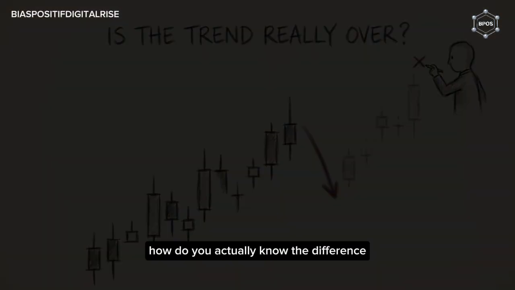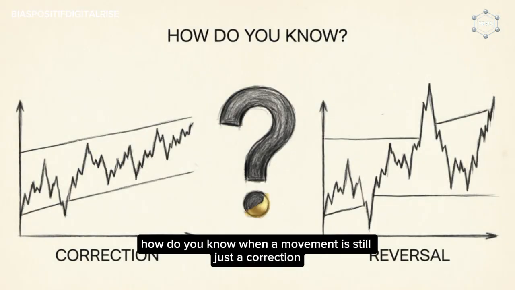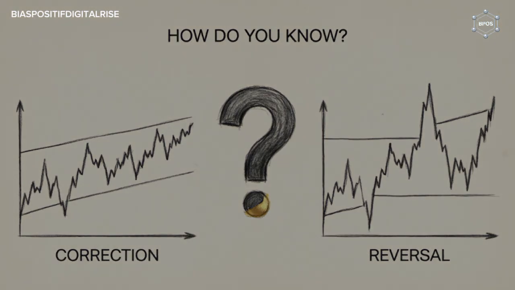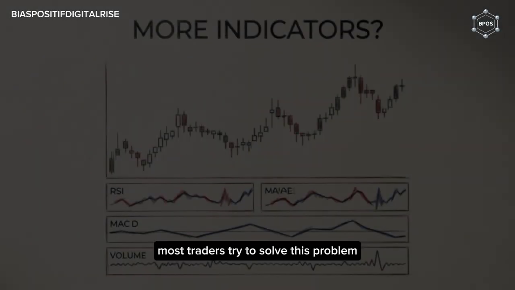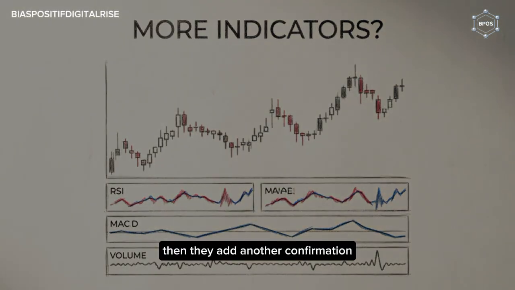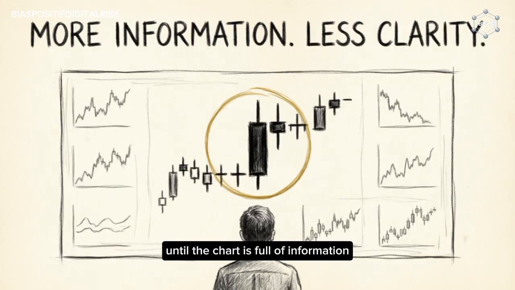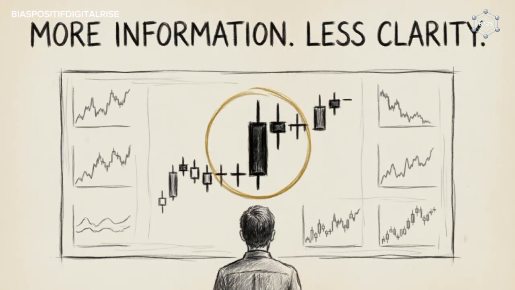So here's the question. How do you actually know the difference? How do you know when a movement is still just a correction and when it has become the beginning of a new impulse in the opposite direction? Most traders try to solve this problem by adding more indicators. Maybe RSI, maybe MACD, maybe moving averages, maybe volume. Then they add another confirmation and another until the chart is full of information, but they still don't understand what the price itself is actually telling them.